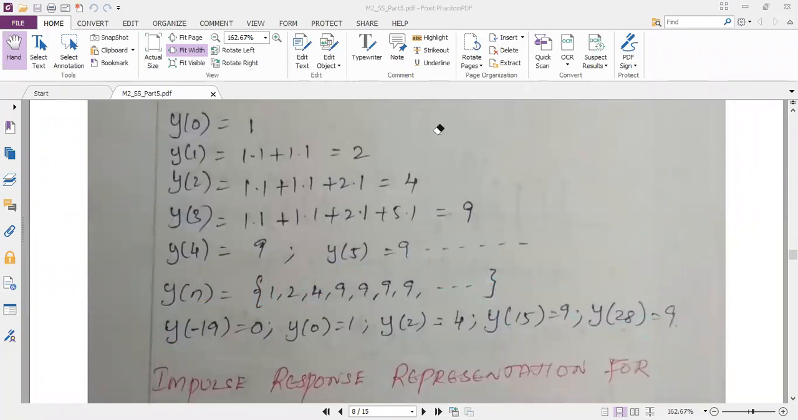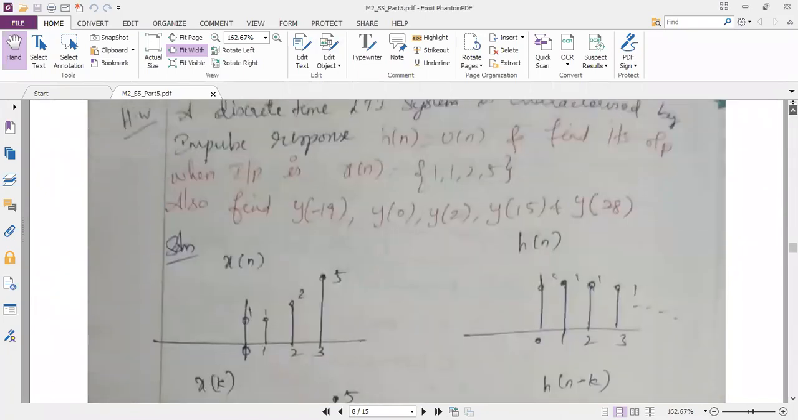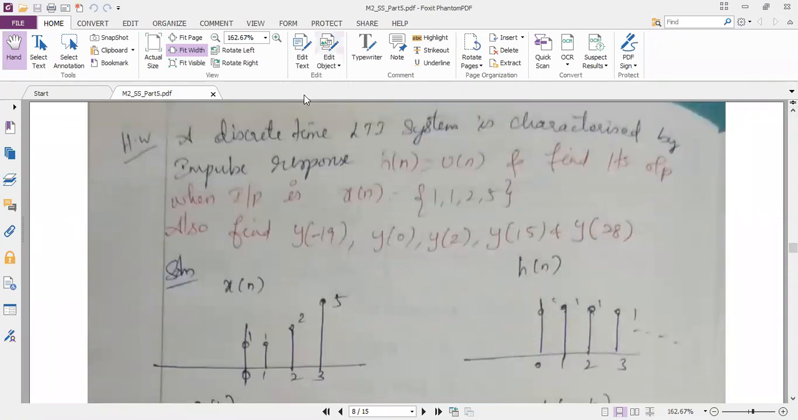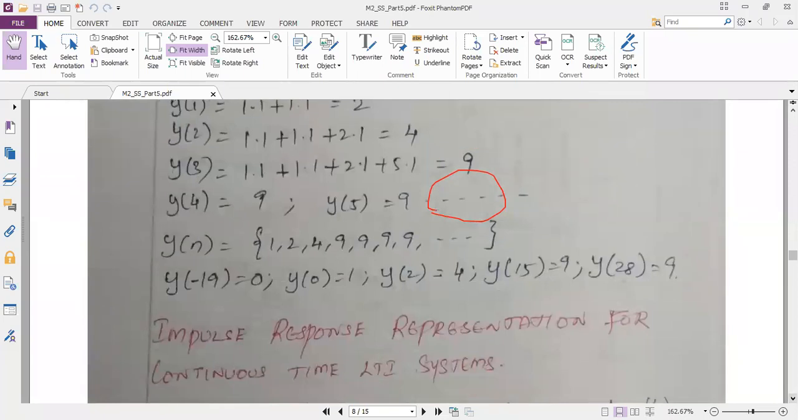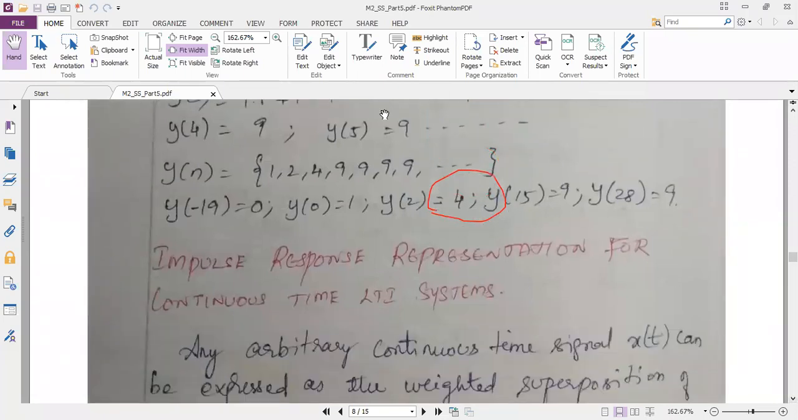Okay, so this problem, since x of n is in terms of samples directly, I have to follow the diagram and multiply directly to get the output. I need not go for the summation like in the earlier problems we have done. So with this, I have completed the convolution sum problems.